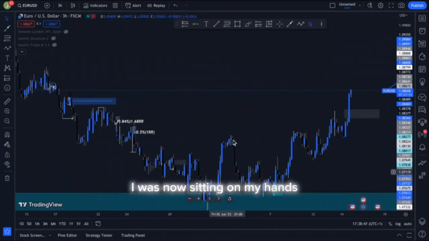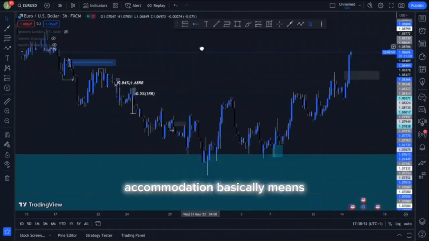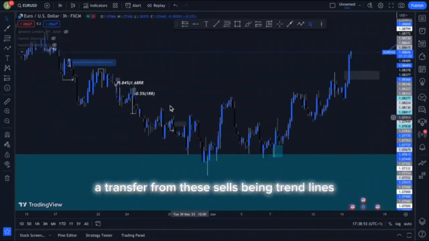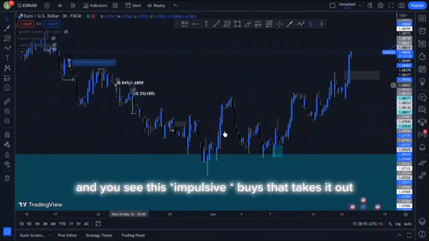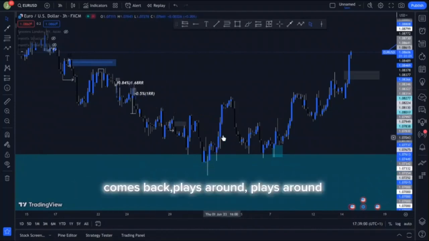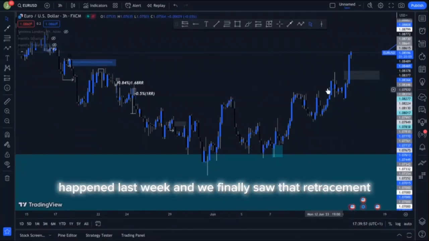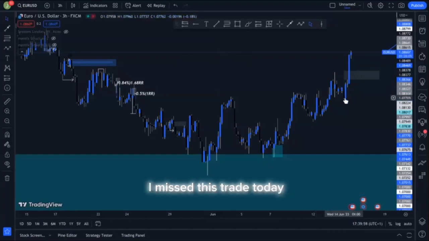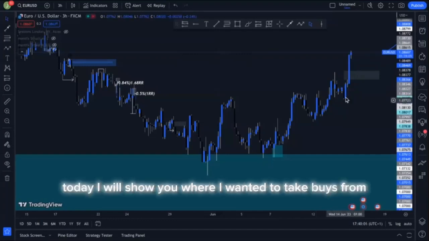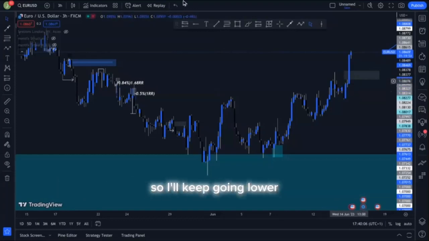I was sitting on my hands waiting for accumulation. Accumulation basically means a transfer from these sells, being trend lines, and you see these forceful buys that take it out, come back, play around. It happened last week and finally saw that retracement. I missed this trade today. I will show you where I wanted to take buys from at this point. This is the 3 hour time frame, so I'll keep going lower.